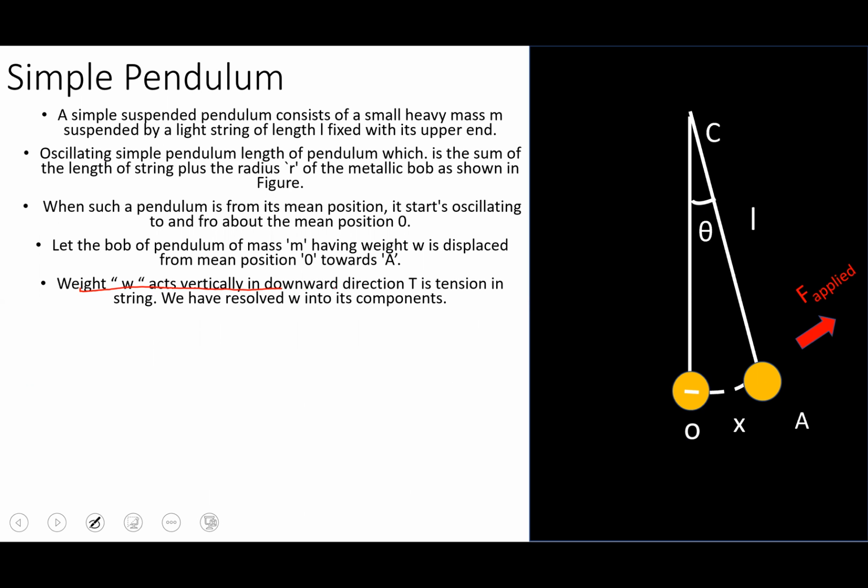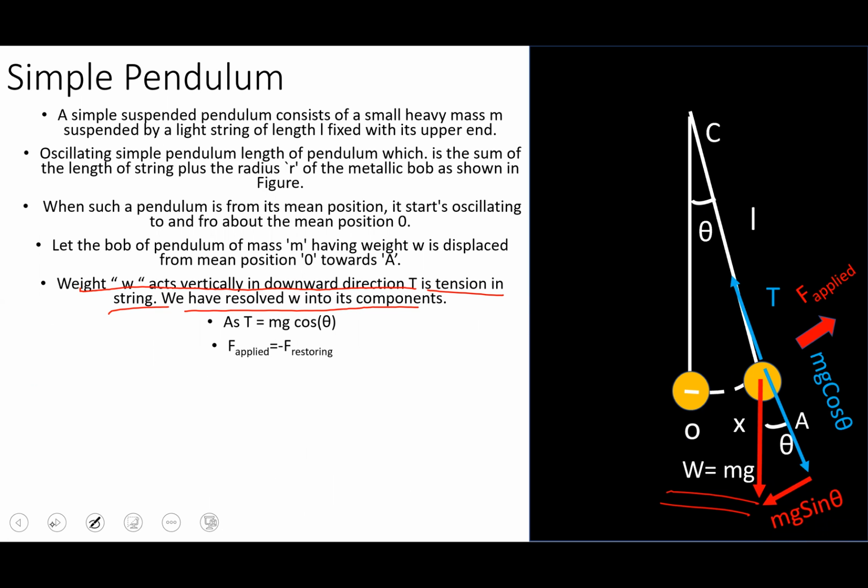Weight W acts vertically downwards, and tension is in the string, which is T. We have resolved W into its components. So here we have weight, which is vertically acting downwards, tension inside the string, and we are converting the weight into its components, which are mg cos theta and mg sin theta.